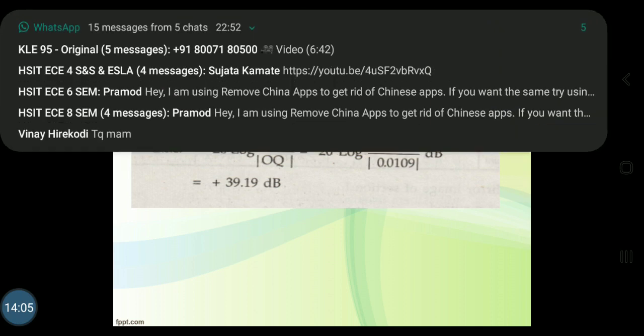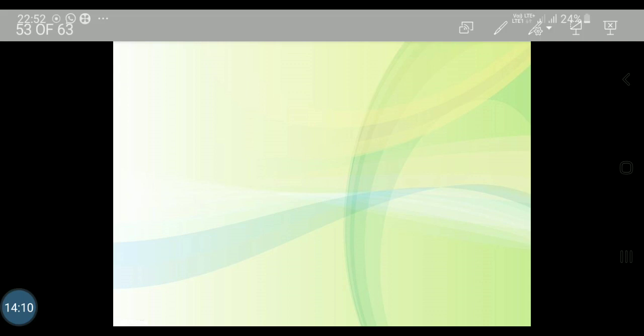Gain margin is 20 log 1 divided by the magnitude of Q, so 20 log 1 divided by the length OQ, which is 0.0109, giving 39.19 decibels. Okay, so this is the solution.